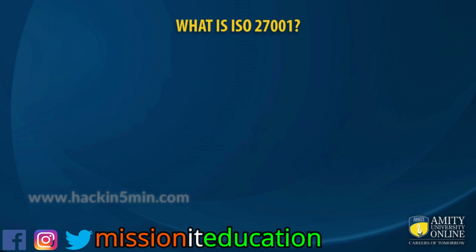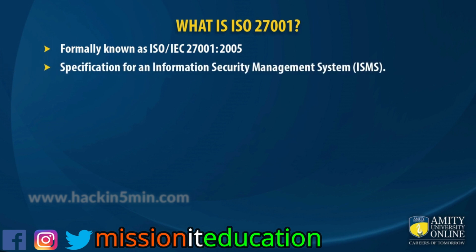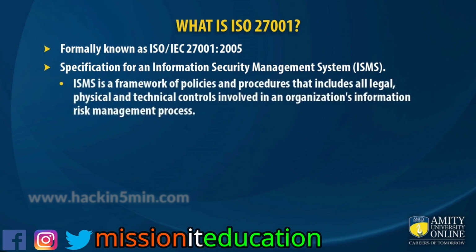What is ISO 27001? ISO 27001, which is formally known as ISO/IEC 27001:2005, is a specification for an information security management system, which is abbreviated as ISMS. ISMS is a framework of policies and procedures that includes all legal, physical, and technical controls involved in an organization's information risk management process. So basically, it's something which includes policies saying that you should do this, you should not do that, all those things. So that's what an ISMS is.